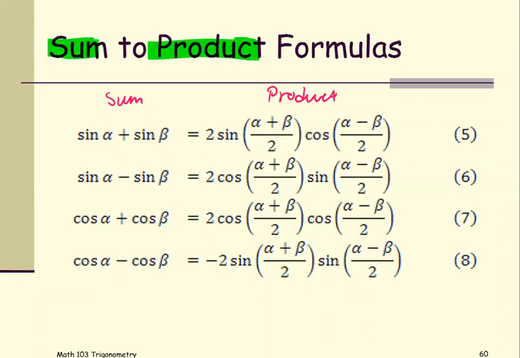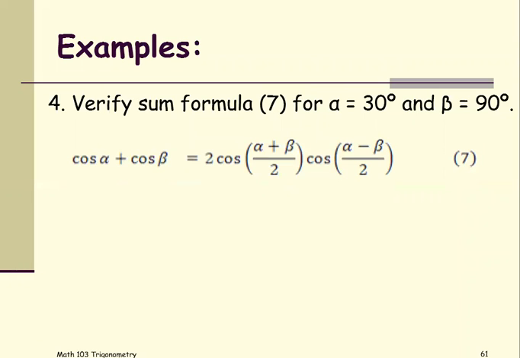Number 7, the sum of the cosine of angle alpha and the cosine of angle beta is 2 times cosine of a half of the sum of alpha and beta times cosine of a half of the difference of alpha and beta. And the last formula, or formula number 8, is the difference of cosine of angle alpha and cosine of angle beta in the form of -2 times sine of a half of the sum of alpha and beta times sine of a half of the difference of alpha and beta. Let's see examples.